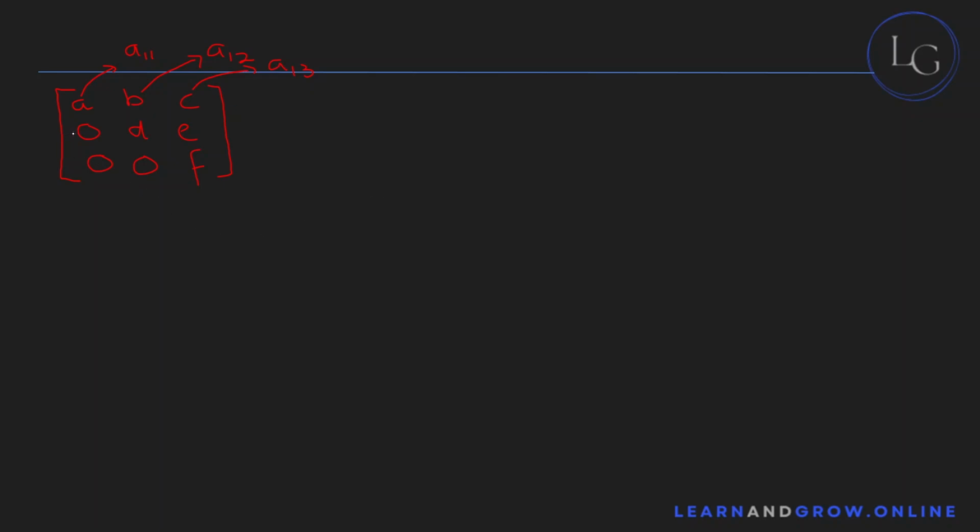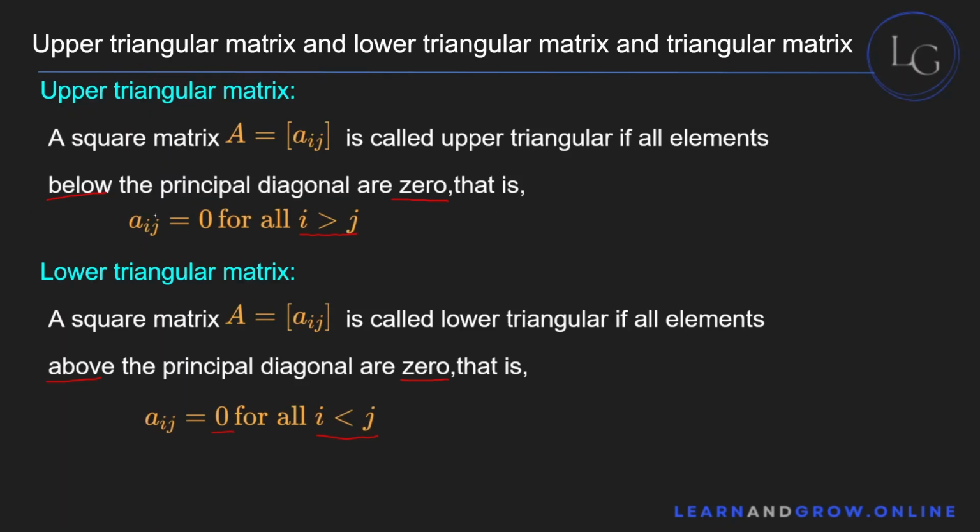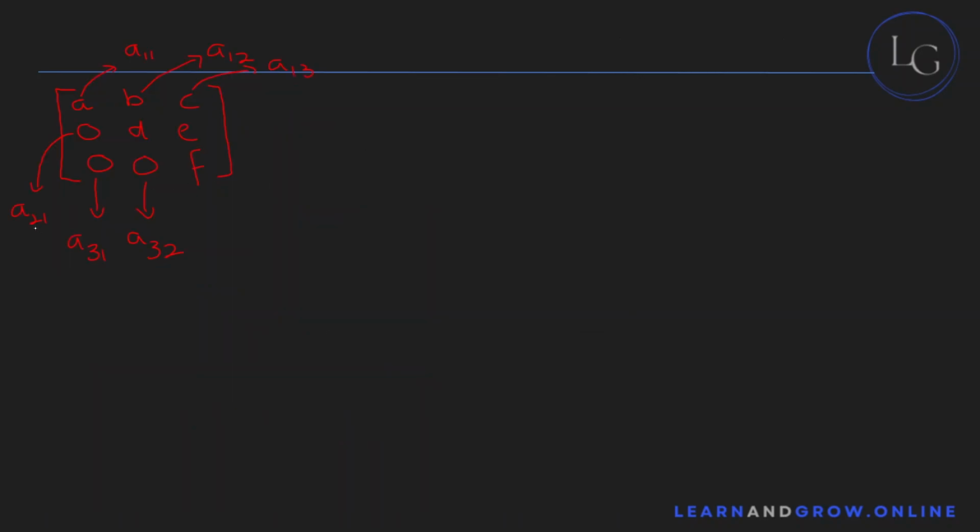And these three zeros are in A21, A31, and A32. Now, if you remember, the elements must be 0 for all i greater than j. Over here, i is 2, j is 1, so this is 0. Over here, i is 3, j is 1, so this is also fine. This is i is 3 and j is 2, so also fine. So this is an upper triangular matrix.